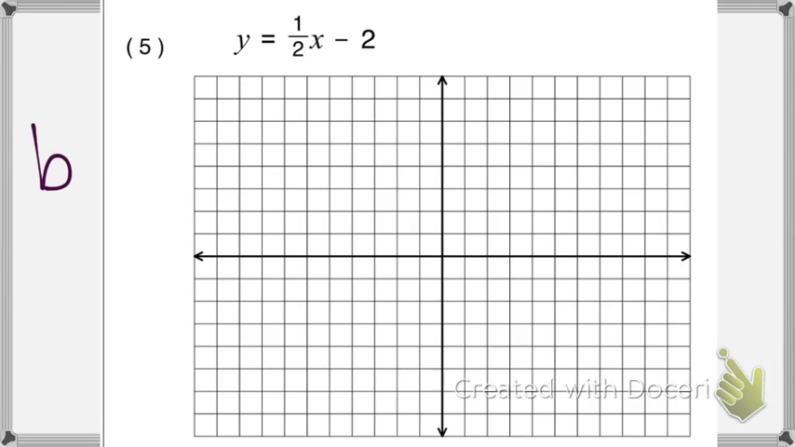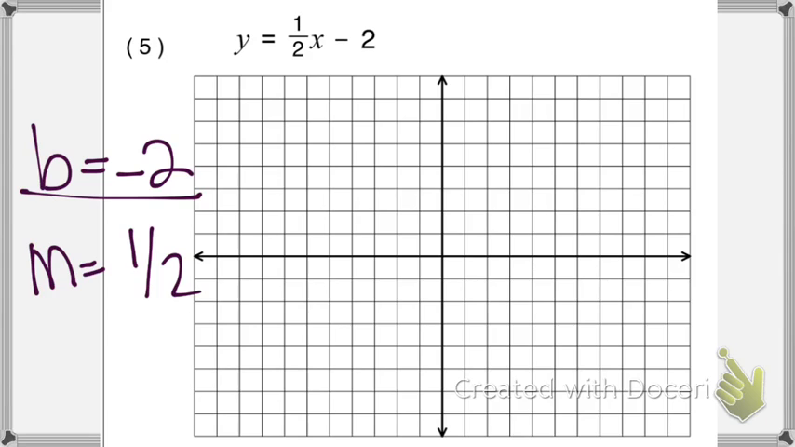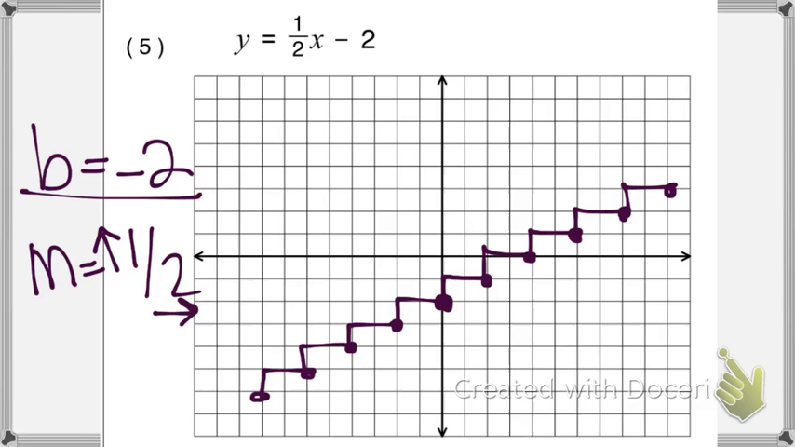Okay, I've got b is negative 2 and m is 1/2. Well, m is already a fraction, so that's kind of nice. So I'm going to start at negative 2. Then my slope says I go up 1 over 2. So up 1 over 2. 1, 2, 1, 2. Again, I'm just getting really quick solutions, and I could do exactly opposite. And I'm showing all my solutions when I draw that line.